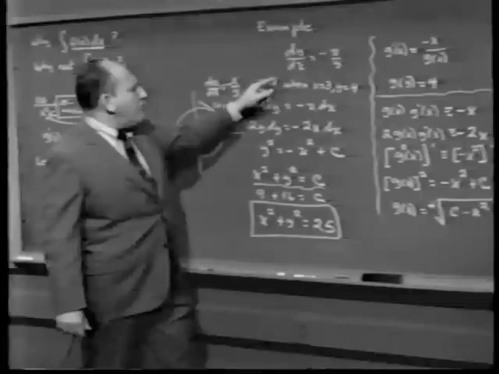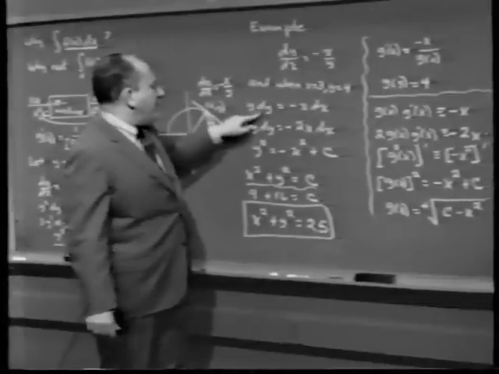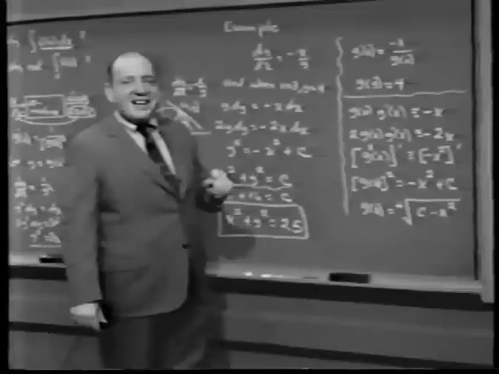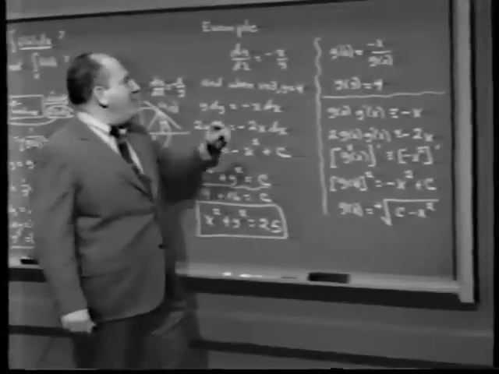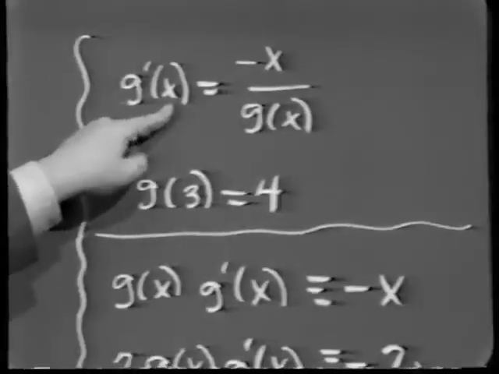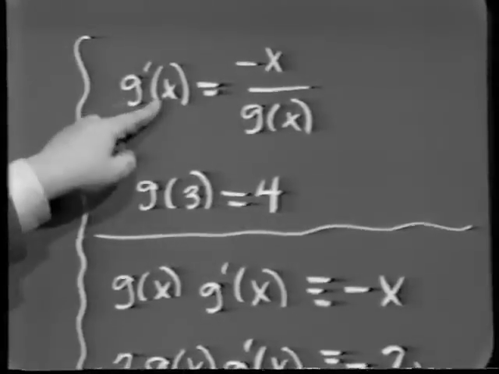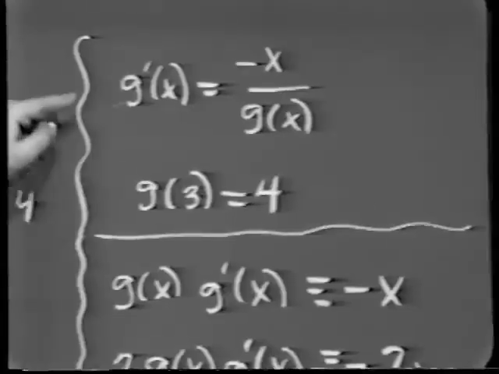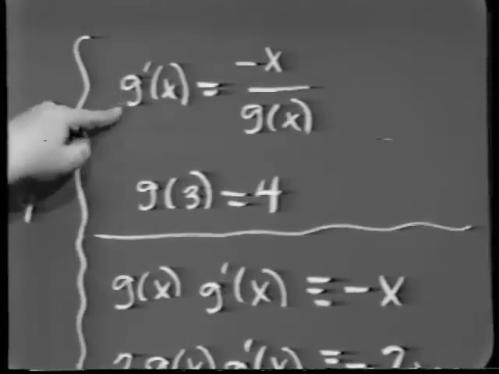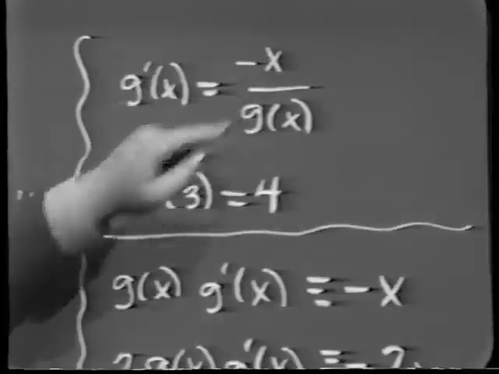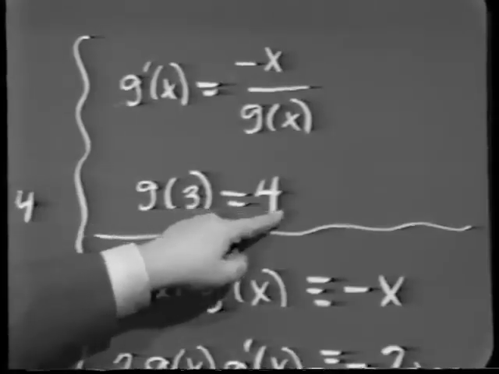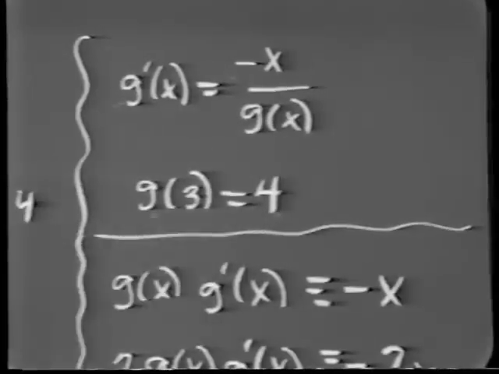And now all I wanted to show you is that if you're nervous about differentials and you don't like to use them, notice that the same problem could have been stated without differentials. Namely, we are thinking of a function which we'll call g of x, such that the derivative of g of x is minus x over g of x. In other words, if the input of the D machine is g, the output is minus x over g. And we also know that when x equals 3, the output is 4, so g of 3 equals 4.